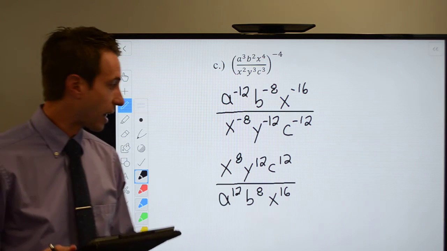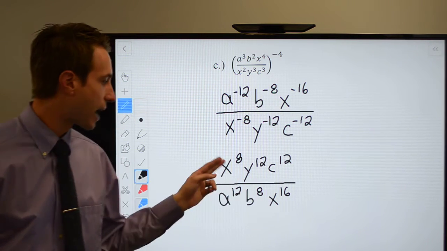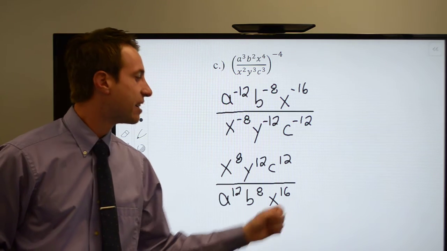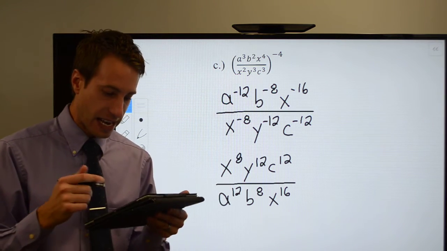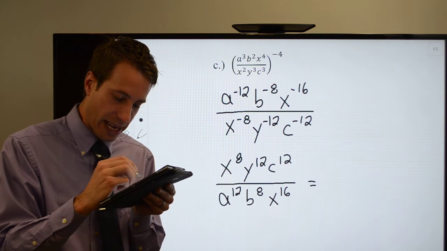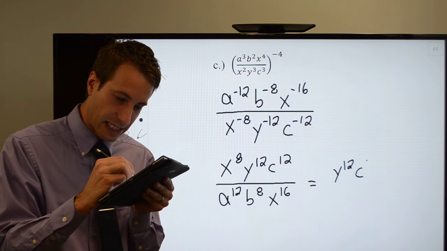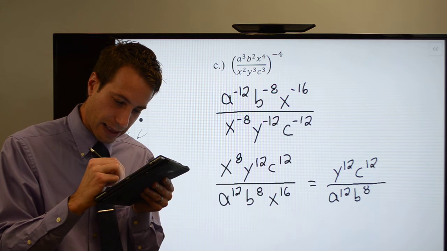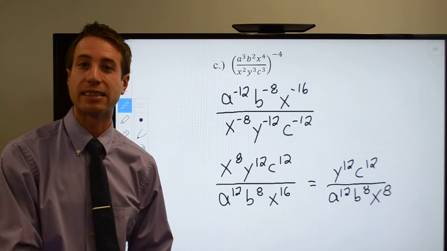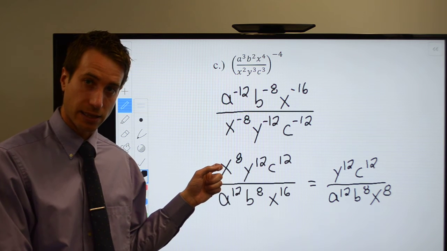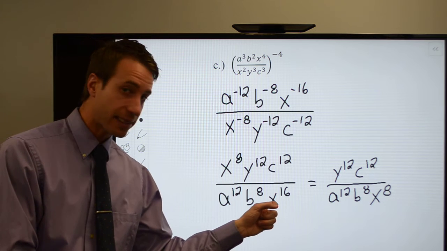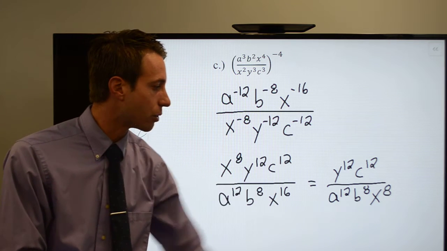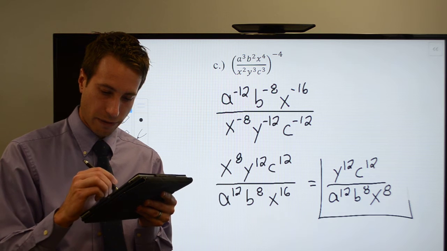And then I need to look for like bases. I've got x and x. Okay, so when I have division of like bases, I subtract the exponents. 8 minus 16, that's going to leave me with x to the 8th in the bottom. I don't have any other like bases, so it's going to be y to the 12th, c to the 12th, all over a to the 12th, b to the 8th, and I'm left with an x to the 8th in the bottom. Again, 8 of the x's in the top cancel with 8 of the x's in the bottom. But you have 16 x's in the bottom, so that's going to leave you with 8 of those x's left over. That will be your final answer right there.